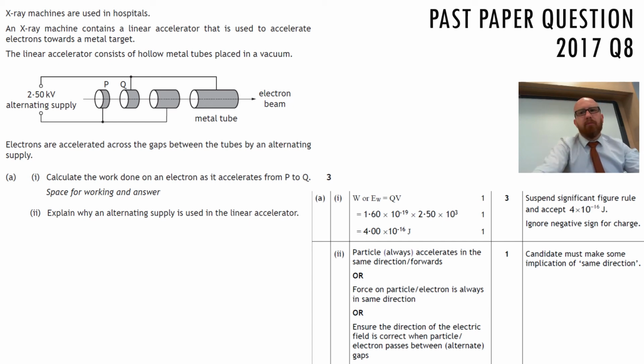Straightforward. Explain why an alternating supply is used in a linear accelerator. We talked about this earlier. The particle is always kept moving in the same direction, forcing the electron in the same direction. It's all about ensuring the direction of the particle is correct.